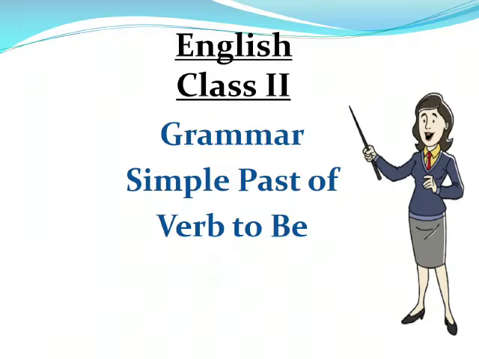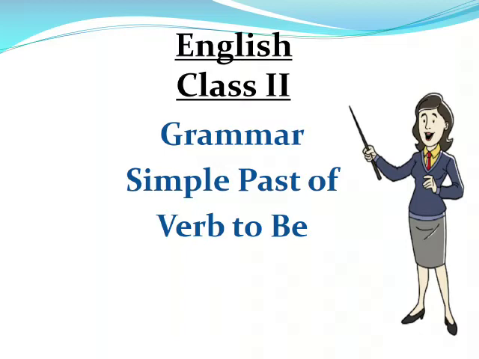Today we are going to discuss grammar. Our grammar topic for today is simple past of verb to be. Now let me first explain what the past tense is. The past tense is used to describe occasions or events that happened in the past or recent past. The past form of be is was or were. Was is used with singular nouns or pronouns and were is used with plural nouns or pronouns.